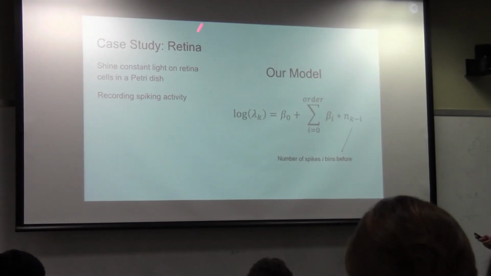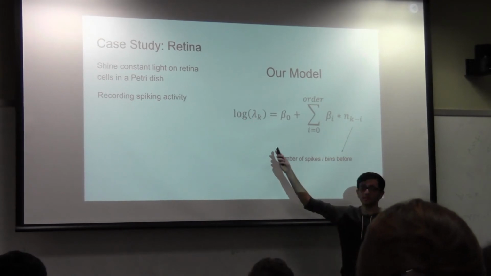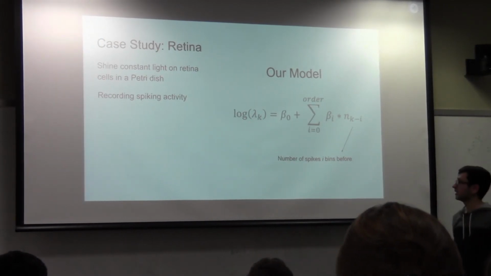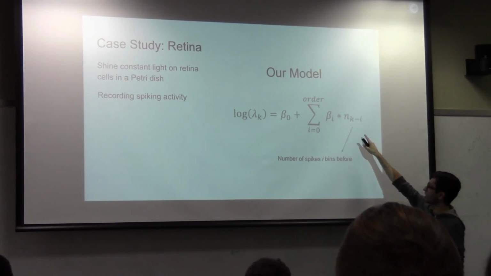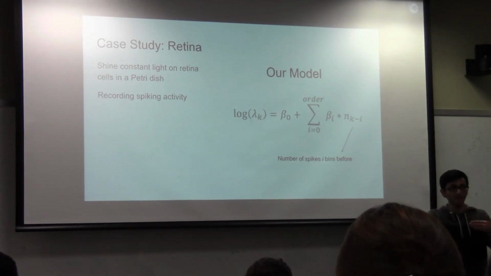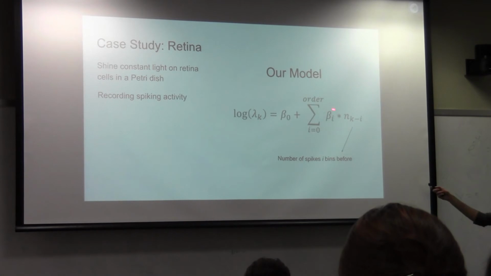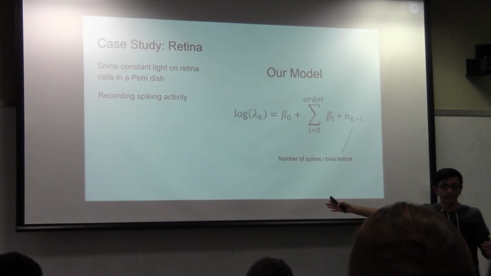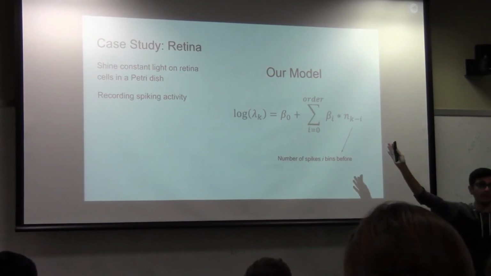So this is the model that she decided to fit to the retinal cells. From the log lambda, you should be able to tell that it's a Poisson model that she's using. And here are the covariates. The covariates over here are the number of spikes that are i bins before wherever you are right now, and this goes all the way up to the order. The order is just how many spike bins do I care about. So the order can go from 1 to however many data points you have.